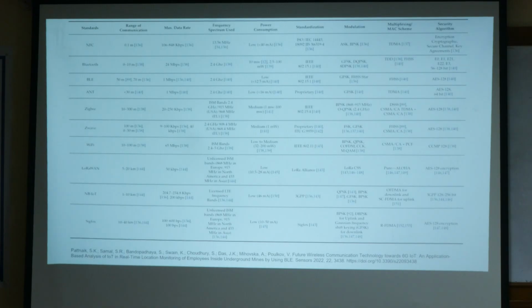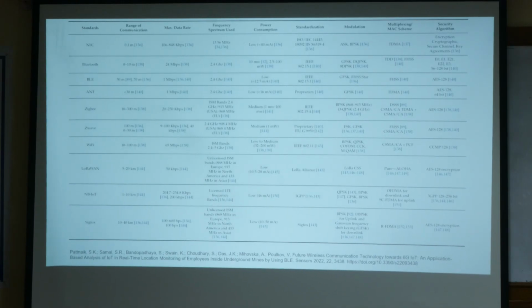And this slide is only to tell you that if we try to compare the various technologies available to us with respect to the range, data rate, frequency, power, and the type of standardization, modulations, and multiplexing we use, what happens when. So out of it, I'll look into two parameters. One is LoRaWAN and Sigfox and NB-IoT, because these are popularly used for massive IoT communication, right?